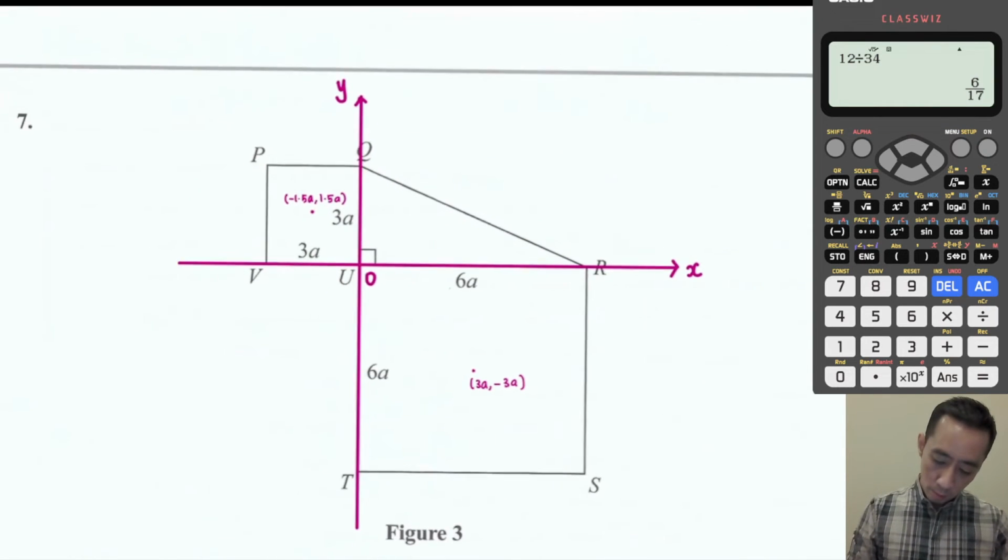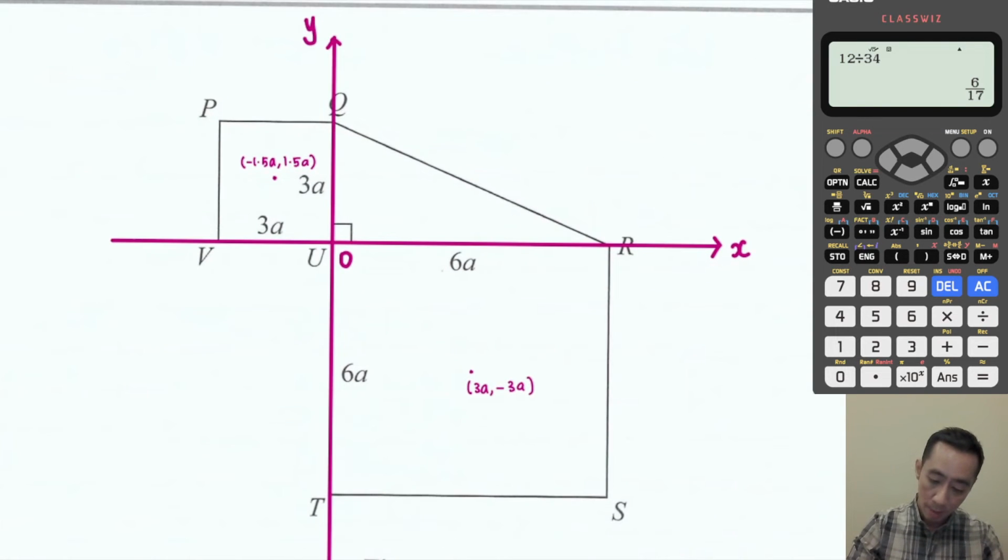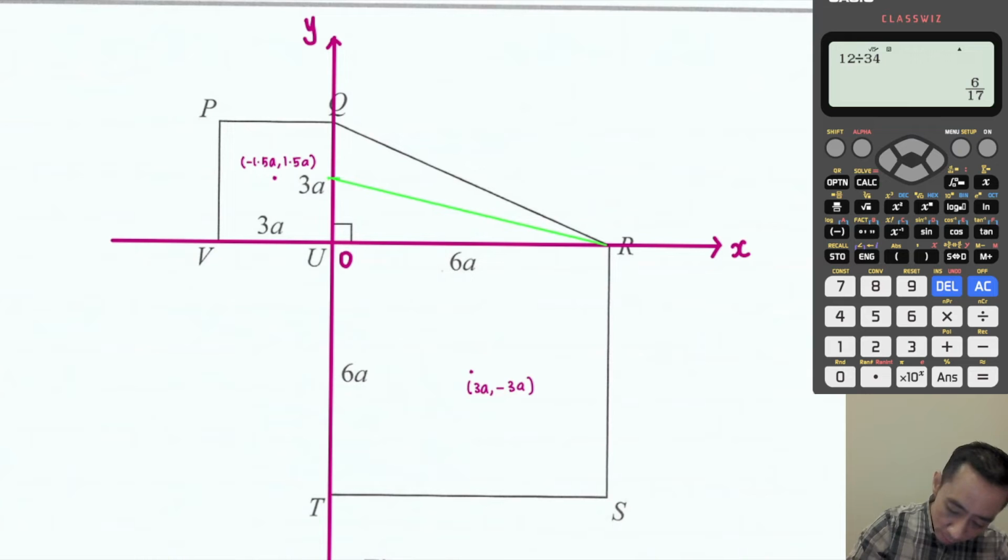Now, we need to find the center of mass for the triangle. So we need to find the centroid here. How am I going to find the centroid? Where is the position? The centroid, the definition is half. From this vertex, you go to the center of this side. And same thing, from this vertex, you go to the center of this side.